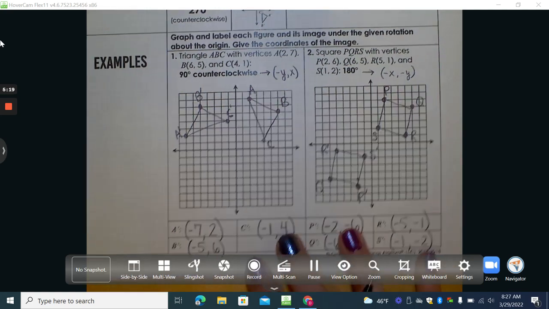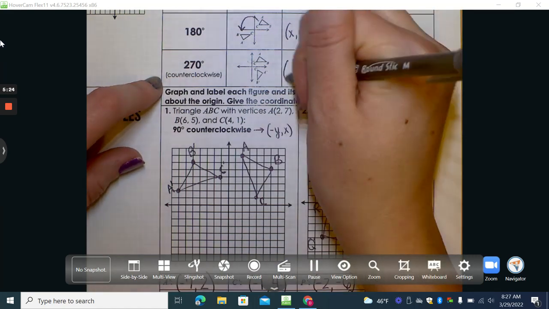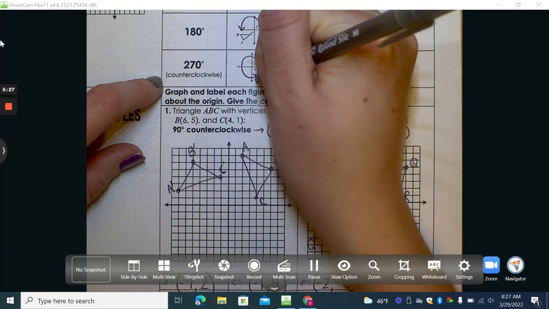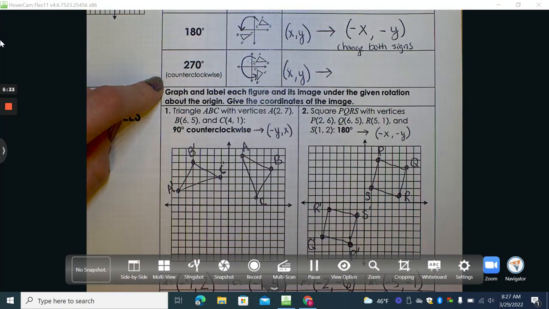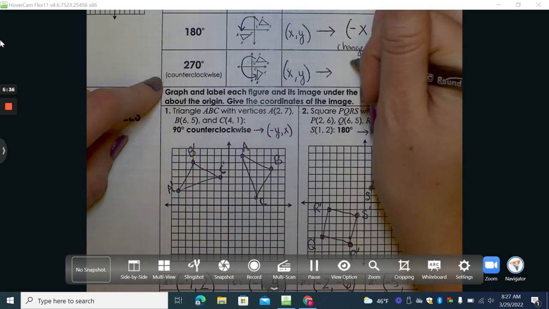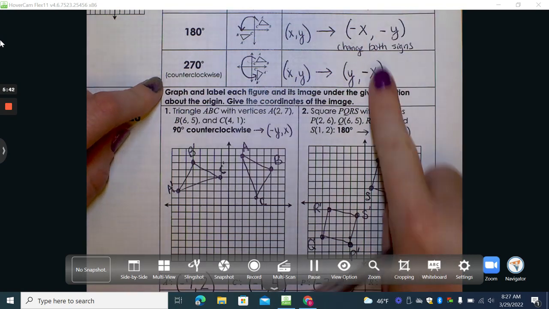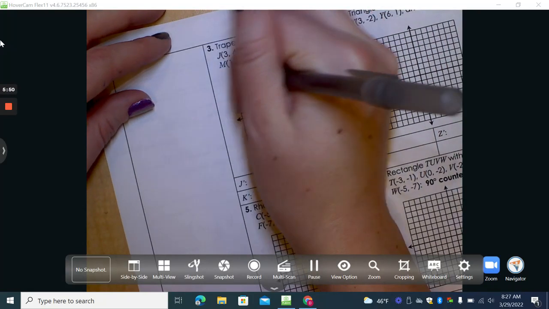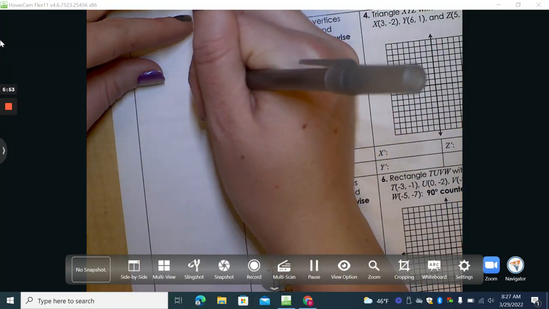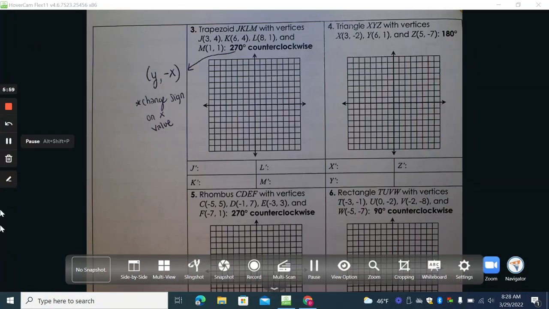The last rule that I'm going to show is rotating 270 degrees counterclockwise. This time, I'm going 3 quadrants around my origin. So if I'm given an ordered pair (x, y), my rule is going to actually be to flip them around. Y is going to go first, x is going to go last, but I'm going to change my sign on my x. So let's practice that on the next page. 270 degrees. This is going to become (y, opposite x). So I'm changing my sign on the x.